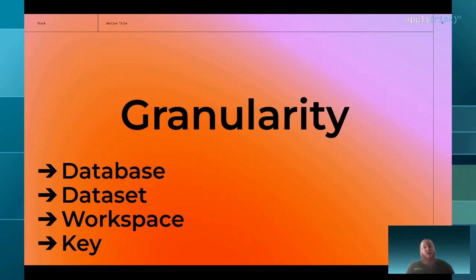But sometimes you need even more granularity than that. And that's where we get to the key or row level of granularity. Sometimes certain records need to have access controlled specially.